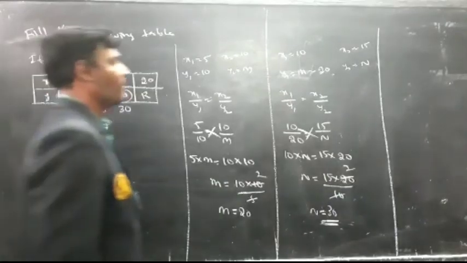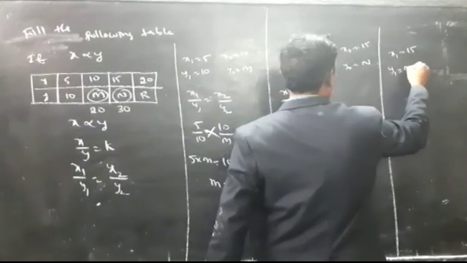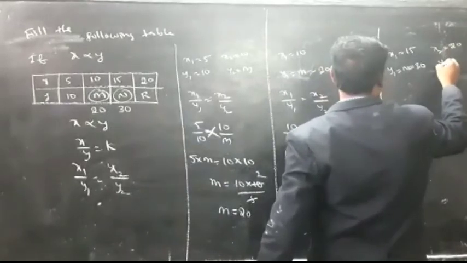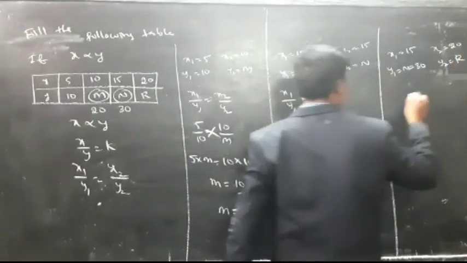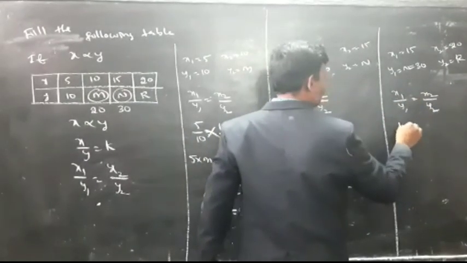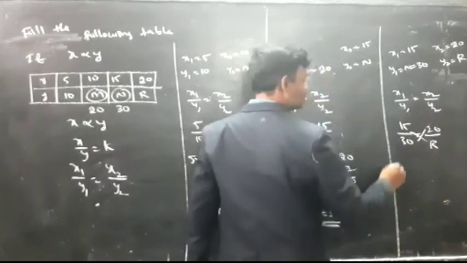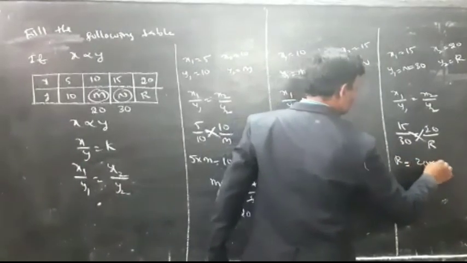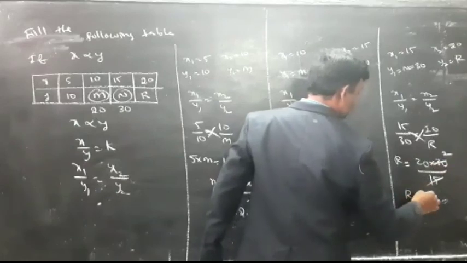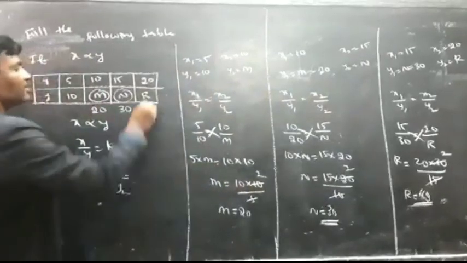Next, the fourth one. x1 is equal to 15, y1 is equal to n, which is 30. x2 is equal to 20. Then y2 is equal to r. x1 by y1 is equal to x2 by y2. 15 by 30 is equal to 20 by r. Now do the cross multiplication. r is equal to 20 into 30 by 15. 15 ones are 15, 15 twos are 30. So r is equal to 40. What is the value of r? R is equal to 40.